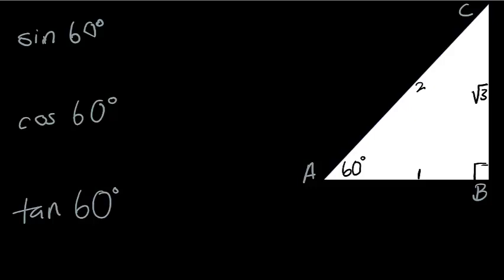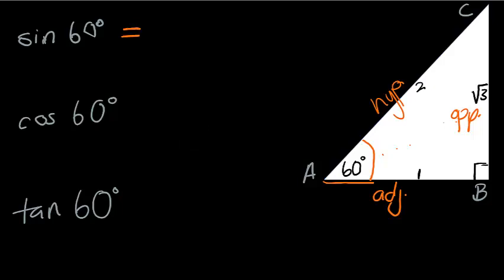In order to do this, you need to identify the hypotenuse, opposite, and adjacent. Since this is my 60 degrees, the leg that goes with the 60 degrees is known as my adjacent side. The one opposite is known as the opposite side. And the long one that is opposite the 90 degrees is known as the hypotenuse. Once I've identified the sides of my triangle, I can now complete and answer these questions.